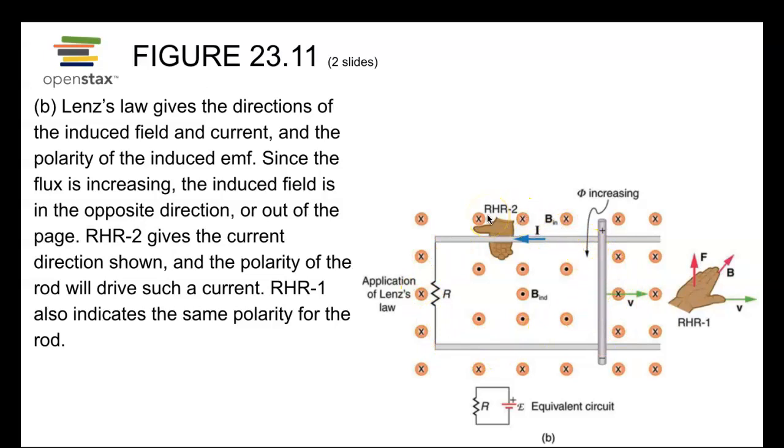Or you could have said, by Lenz's law, that as this bar moves farther and farther to the right, more and more magnetic field pointing into the page is introduced on the inside of this loop. Therefore, a current must be induced in this direction, causing a magnetic field that resists that by pointing out of the loop. Either one gives you the same answer.